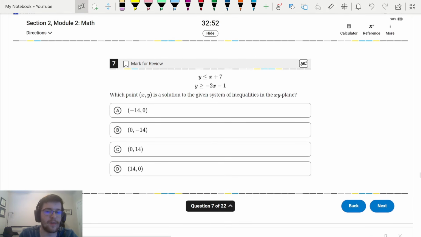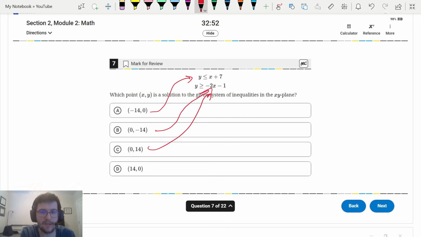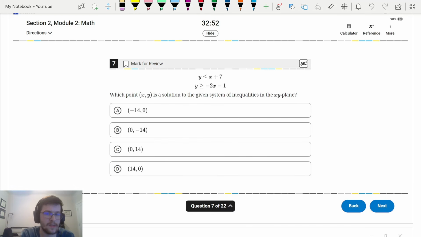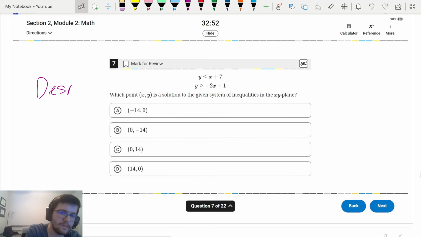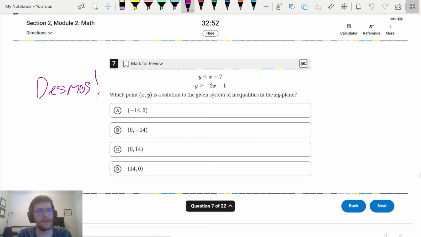Okay, this one, guess what? You could guess and check each of these points, plug them in and see which one has both inequalities true. That's what you could do. But I'm going to show you Desmos is a lot better for this one. So let me scroll down a little bit here. So let's go to Desmos.